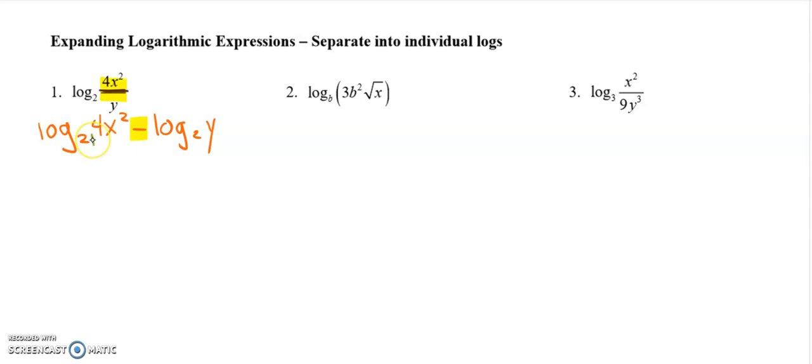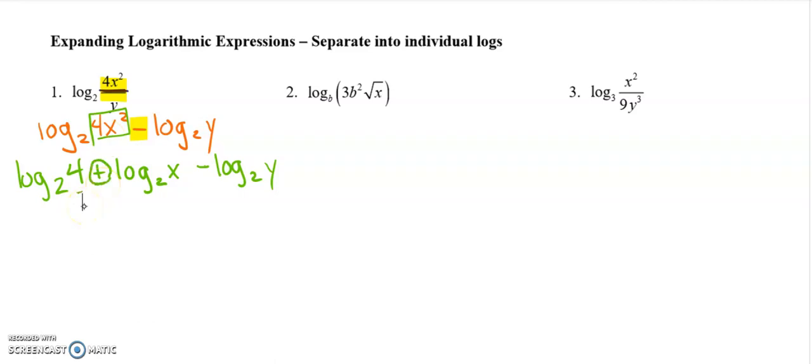Then what do we notice? Well, if we look at the 4x squared, we've got some multiplication there. So we're going to split up the multiplication using addition. This minus log base 2 of y just keeps coming along. So we split up the 4x squared using addition. And there's my 4, and there's my x squared. Don't forget the 2.